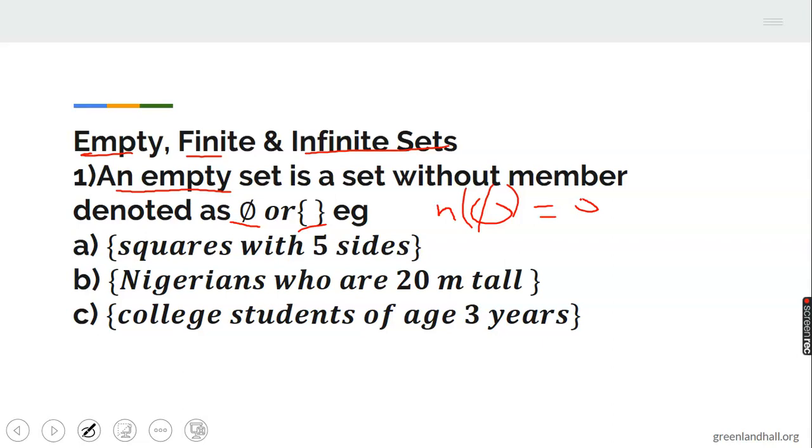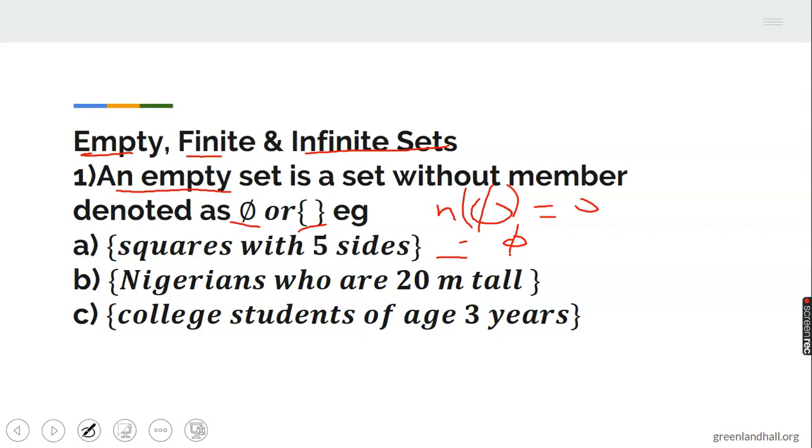An example of an empty set is squares with 5 sides. We know it is impossible for a square to have 5 sides. It has to be 4. So this set is empty. It's equal to the empty set.